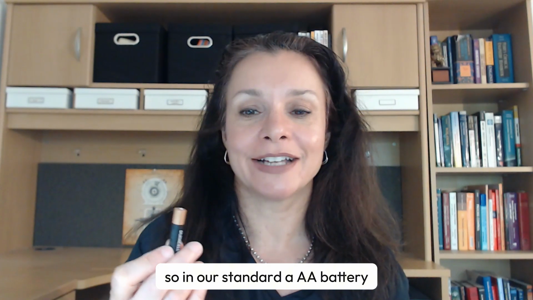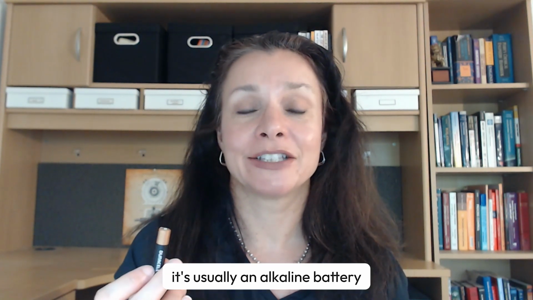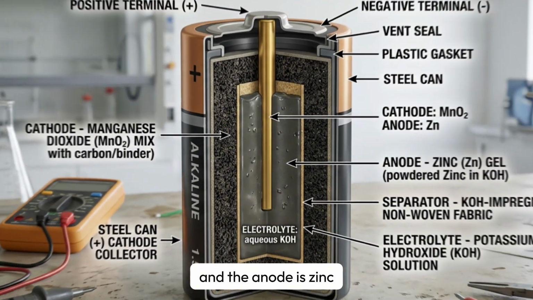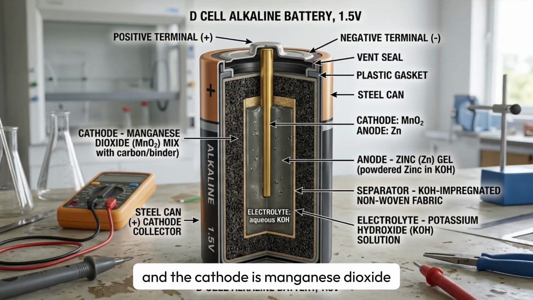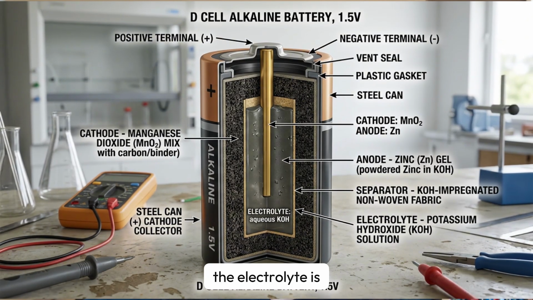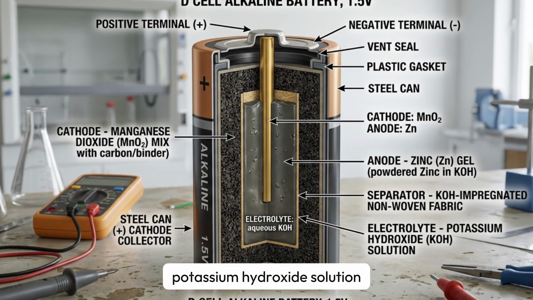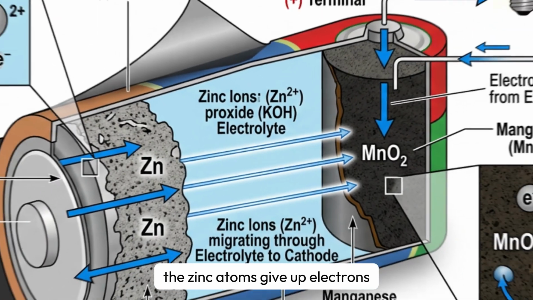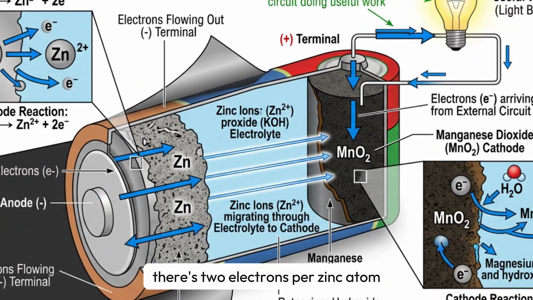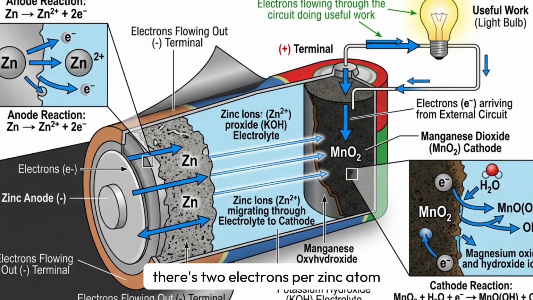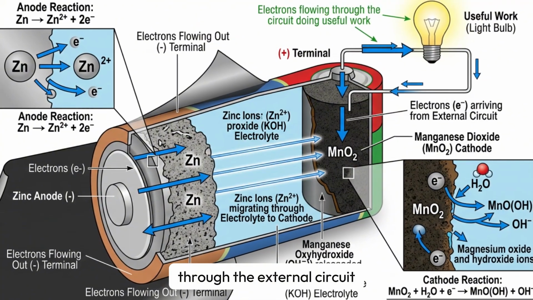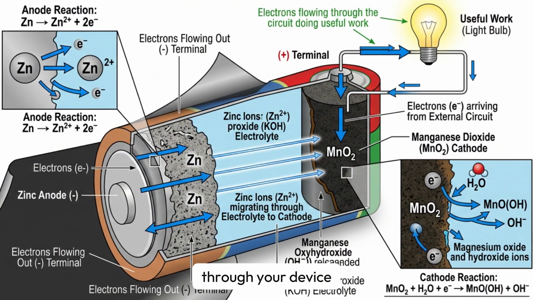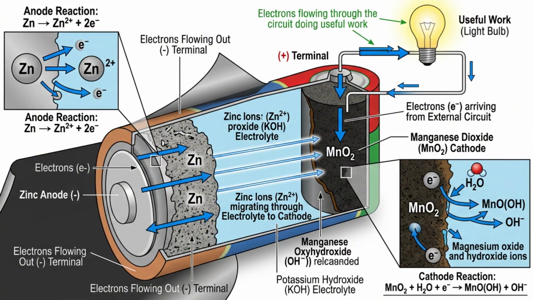So in our standard AA battery, it's usually an alkaline battery, and the anode is zinc and the cathode is manganese dioxide. The electrolyte is potassium hydroxide solution. So here's what happens when you connect a battery to a circuit. At the zinc anode, the zinc atoms give up electrons. There's 2 electrons per zinc atom. And these electrons flow through the external circuit, through your device, doing useful work.